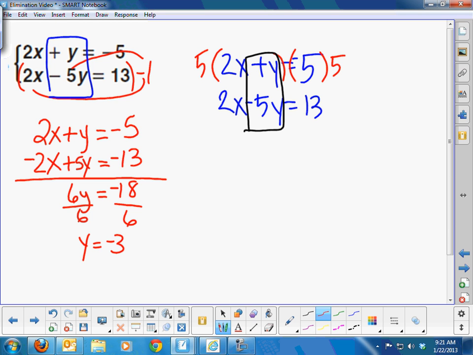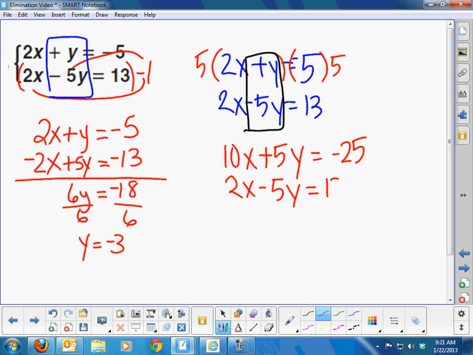So my top equation is going to become 10x plus, there's my positive 5y that I wanted, and then I get negative 25 over here. Remember, what you do to one side, you have to do to the other. Now my second equation, I'm not changing any. I'm leaving it as is.